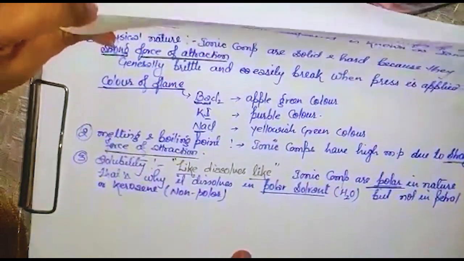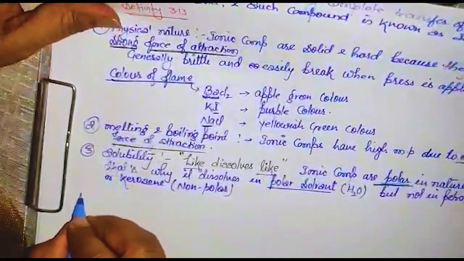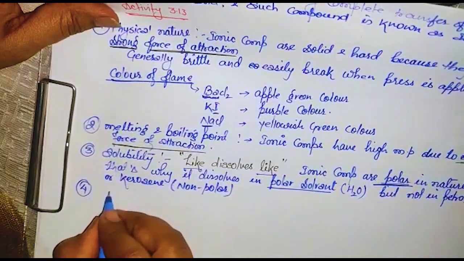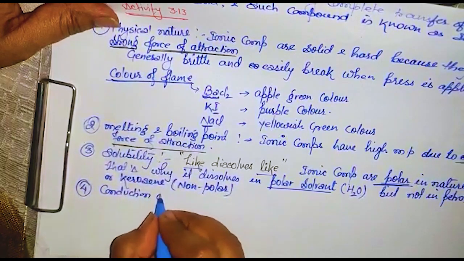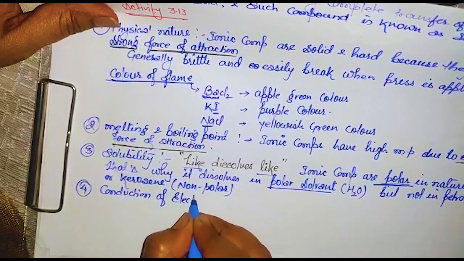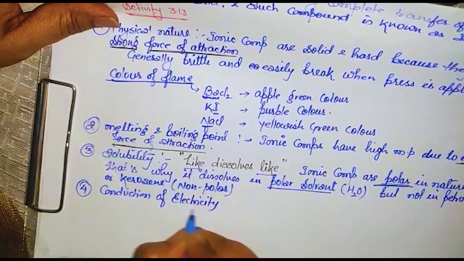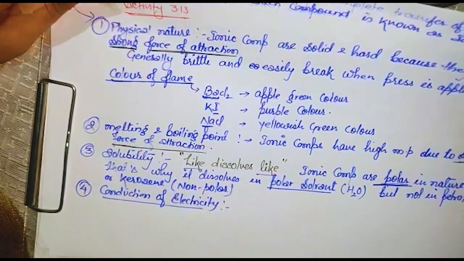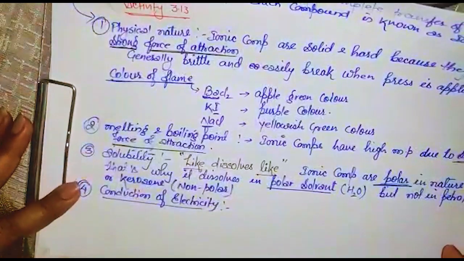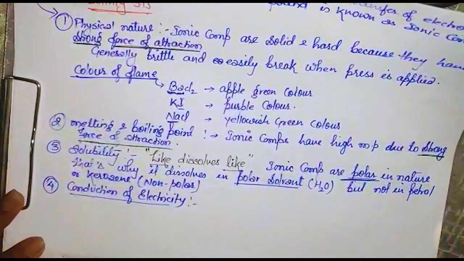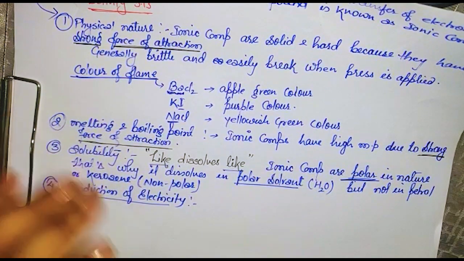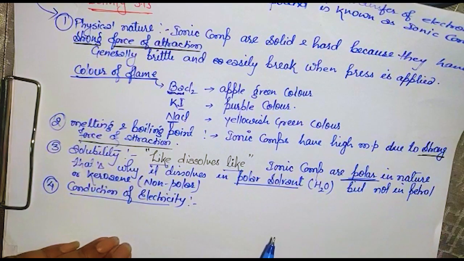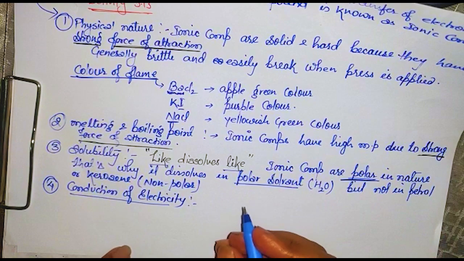Now the fourth and last property of ionic compounds is conduction of electricity. It is a very good topic. Conduction of electricity can be due to two ways. First, let me write whether it will conduct electricity or not, then I will explain all this.